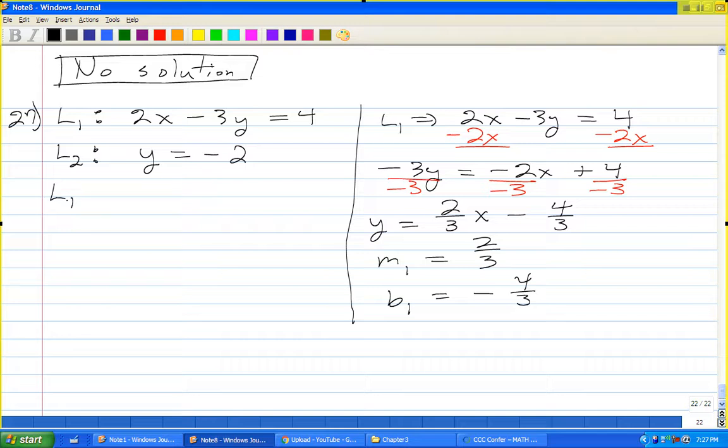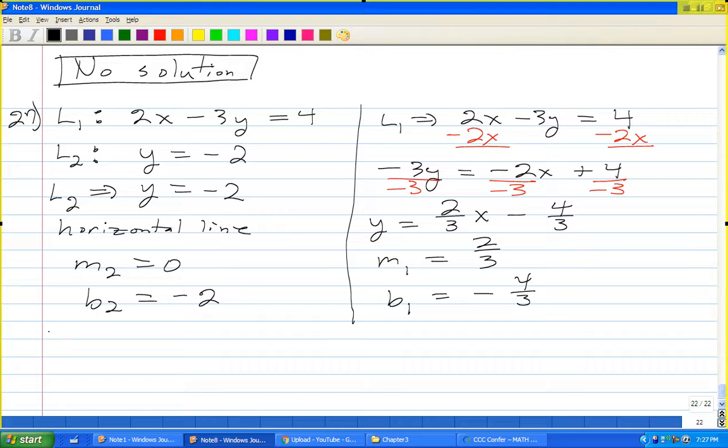Let's look at the second line. Again, this is a horizontal line. Its slope is 0, and its y-intercept is -2. And so, in this case, the slopes are not equal. So this is the case of intersecting lines.